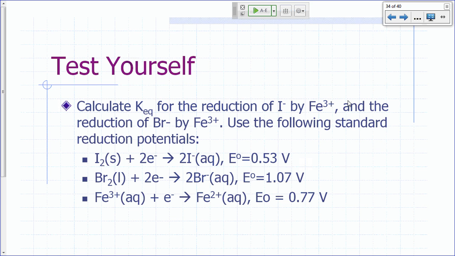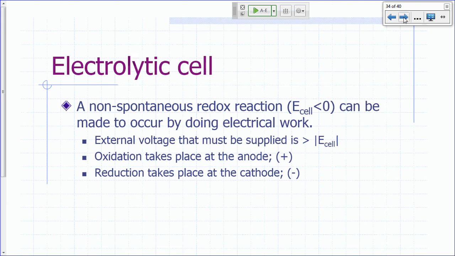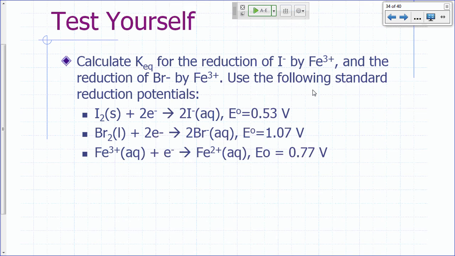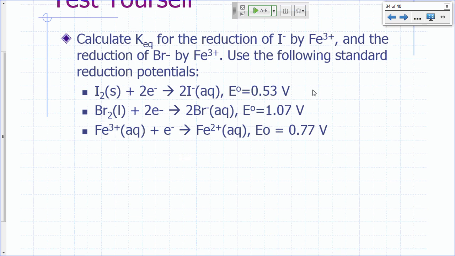Okay. So let's do some calculations. Let's calculate the KEQ for the reduction of iodide by ferric ions. Then we do the same thing for the reduction of bromide by ferric ions. So if I want to reduce iodide, what should I do? I'm sorry, this should be oxidation. Fix that, please. So I want to oxidize iodide.